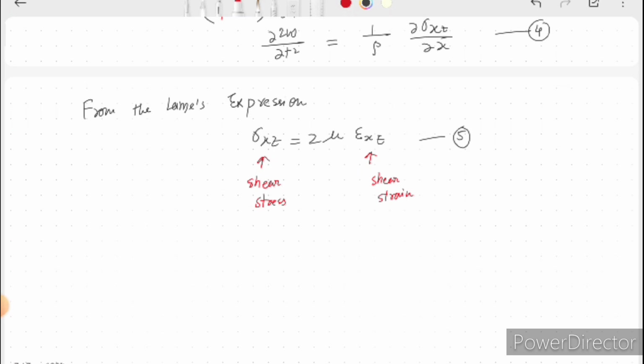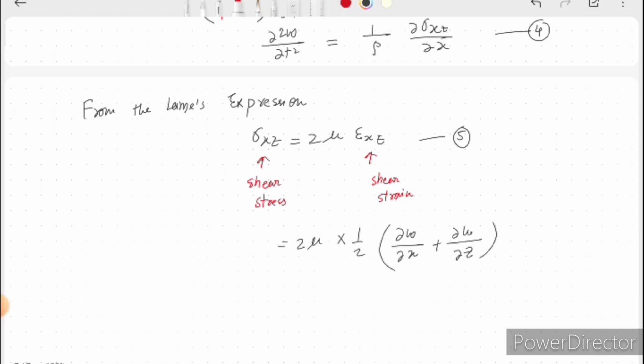Now just substitute it here. Also we know the shear strain. From the Lame expressions, this is the relation between shear stress and shear strain. The shear strain is represented as 1 by 2 into del W upon del X plus del U upon del Z. But here there is no displacement of the element along Z.